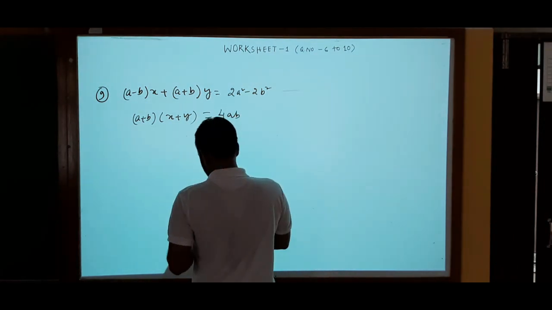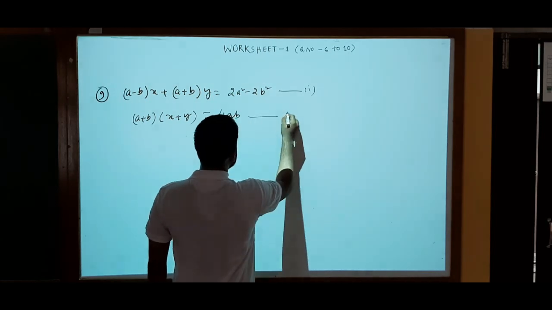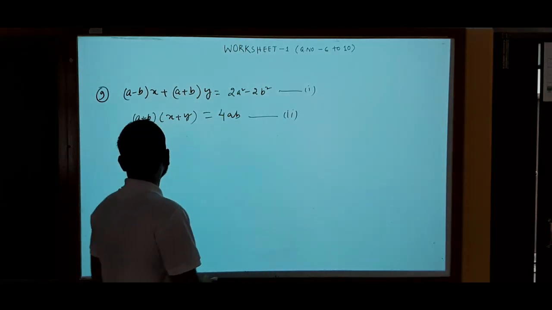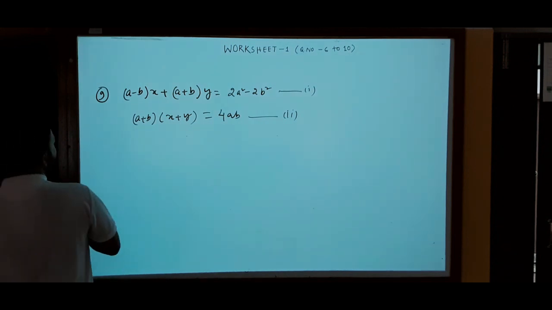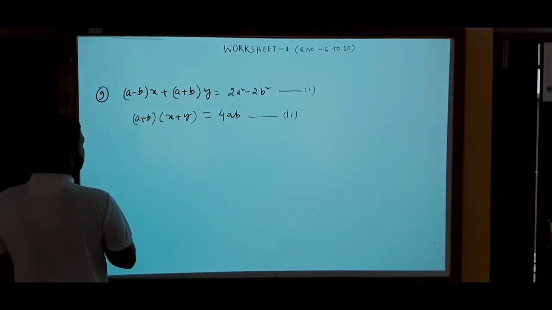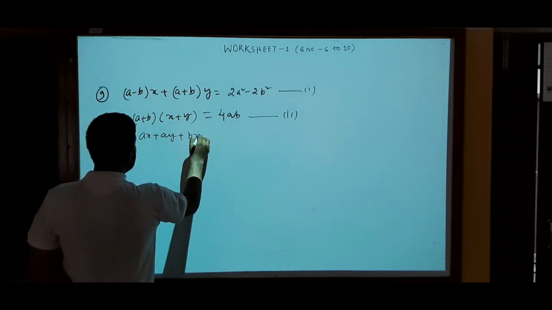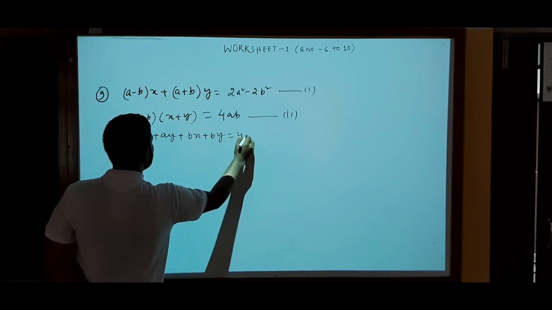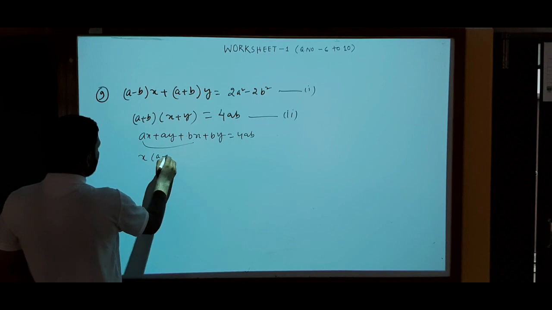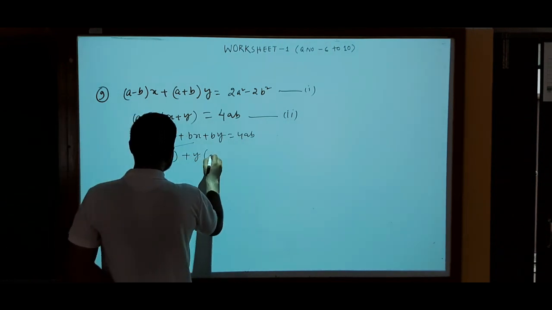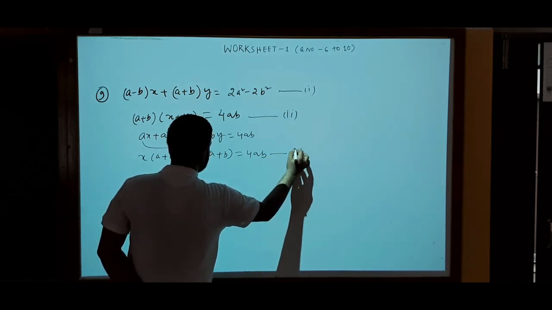Now this is equation 1 and this is our equation number 2. Okay, now we have to convert it into standard form. So it's already given, but this one a into x, ax, a into y, ay, b into x, bx, and b into y, by equal to 4ab. Now x, a plus b, y, a plus b equal to 4ab. This is our equation number 3.